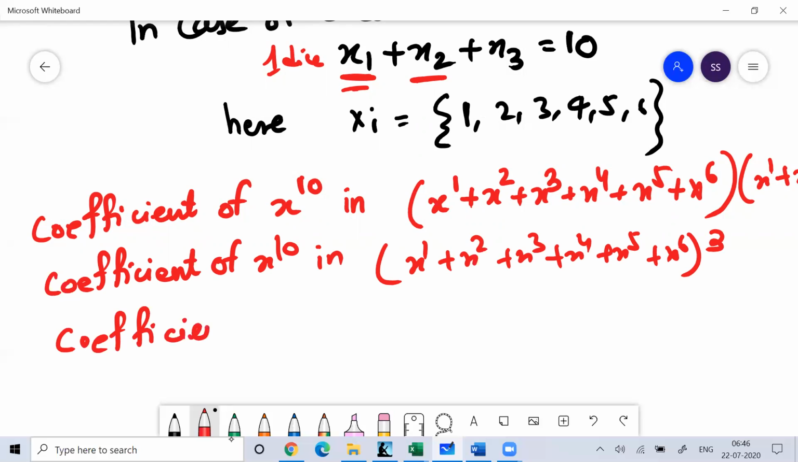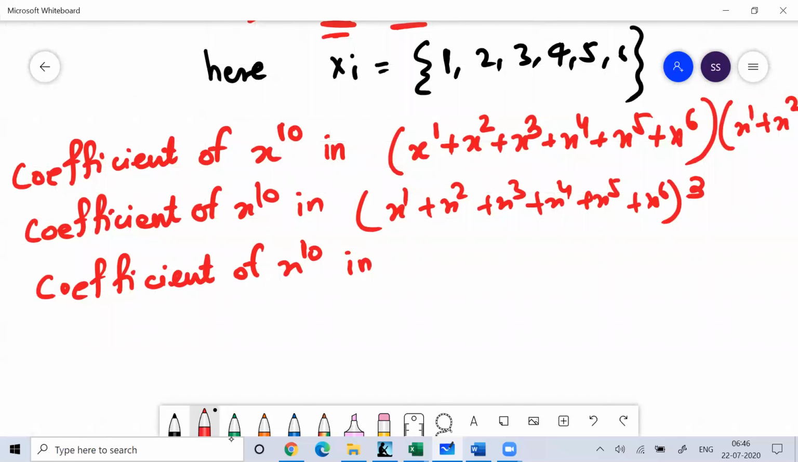I need to find the coefficient of x to the power 10 in this. Now if you notice, they are in GP, so you can write them in the form of GP.